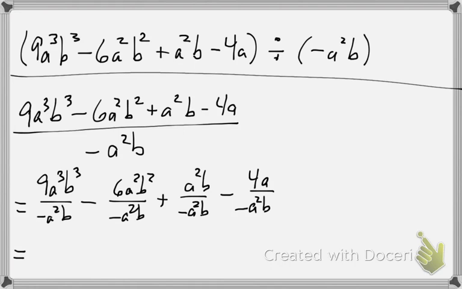So let's see if this reduces. What do we get for this first term here? Negative 9ab squared. Very good. Is everybody on board with that? What do we get for the second term? What's the sign, though? You skipped over an important part. Yeah, it's going to be plus 6b. Negative over negative makes positive. You guys agree?